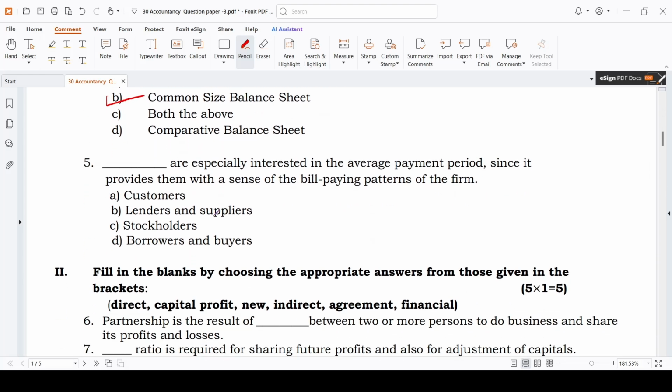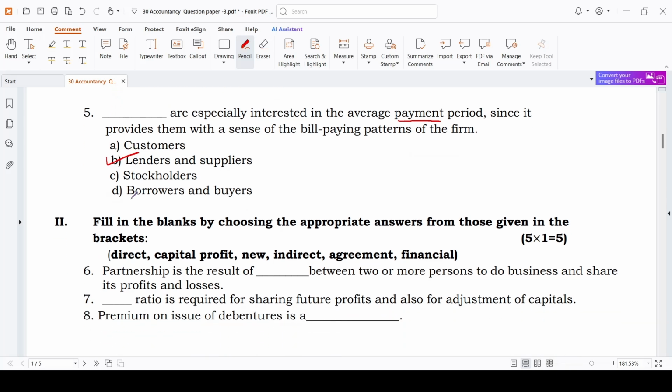Dash are especially interested in the average payment period. How are you going to make the payment? What is your payment criteria? What is your bill paying pattern? Like for example, you have purchased some goods and services from the suppliers on a credit basis. Assume that you have purchased it on a credit basis. So you have to pay the money to them, right? So how are you going to pay the money to them? What is your bill paying pattern? Who is interested in this? Who actually wants to know about this? The one who has supplied the goods to you, right? So the answer is lenders and suppliers, because they are the ones who are interested in knowing your bill payments, because they are going to give you the goods and services on a credit basis. So they are the ones who are interested in this.